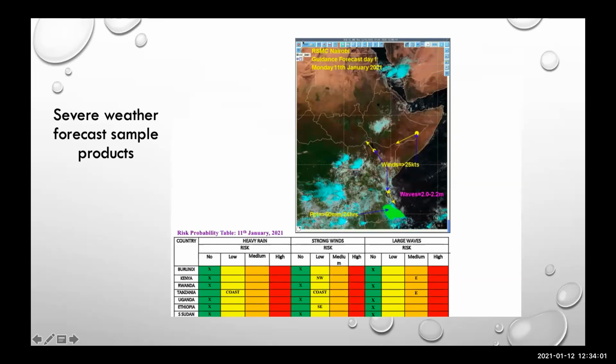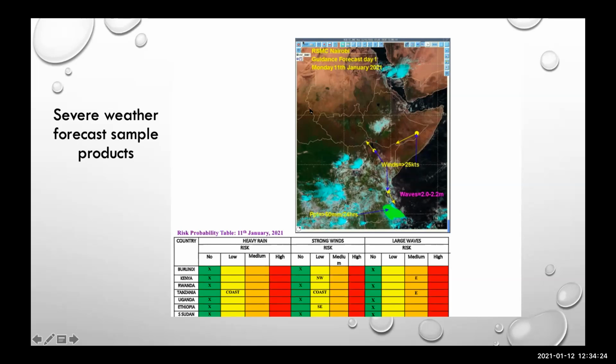So these are sample products of what we usually have, and like you see, these are the products that were issued yesterday, and you can see parts of Tanzania. We expected more than 50 millimeters of rainfall within 24 hours, especially the coastal region, these towards central, southern Tanzania, southeastern Tanzania.